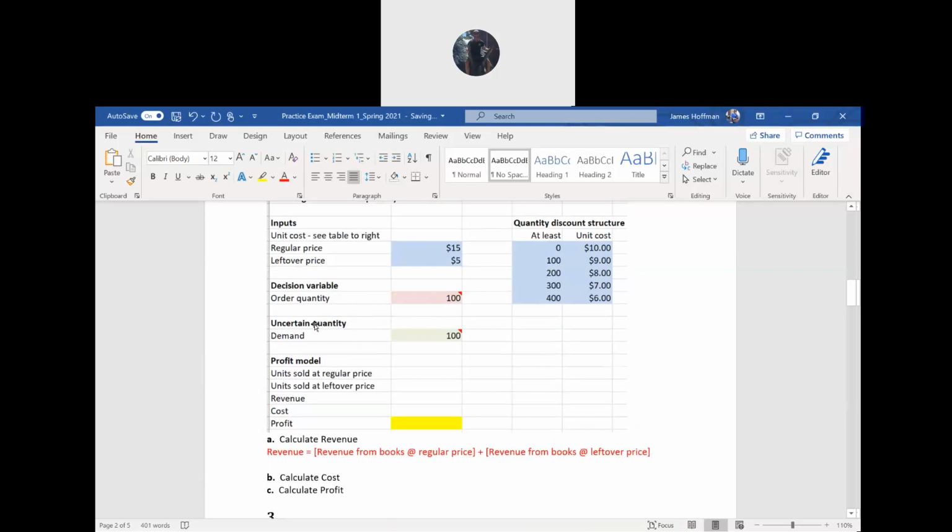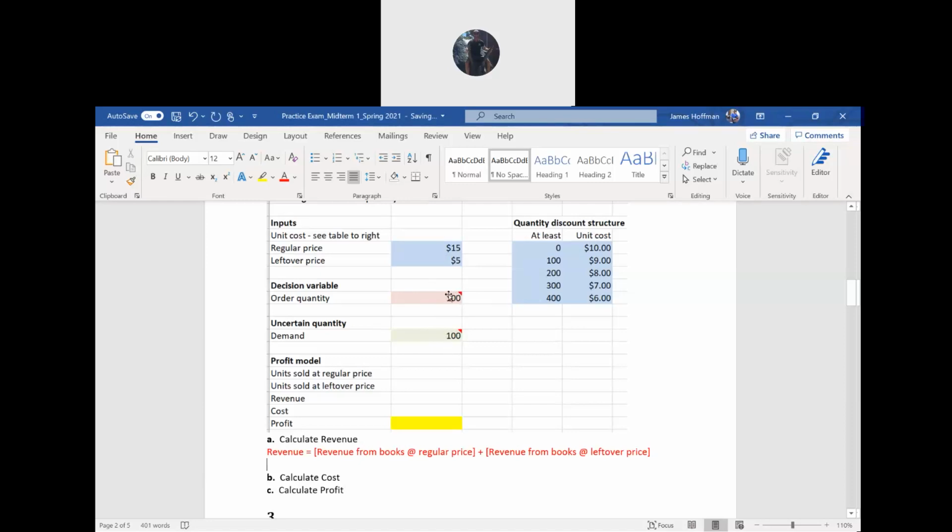So you can see that this is how much we order, and this is what demand was in this case. So we exactly ordered the right amount. So in this scenario, we're going to sell all of them at regular price because demand was exactly what we ordered. But if we order too many, then we have to sell the leftovers at the leftover price because demand was too low. Or if we didn't order enough for demand, then we can only sell what we order. So you only sell books at leftover price if you order more than demand.